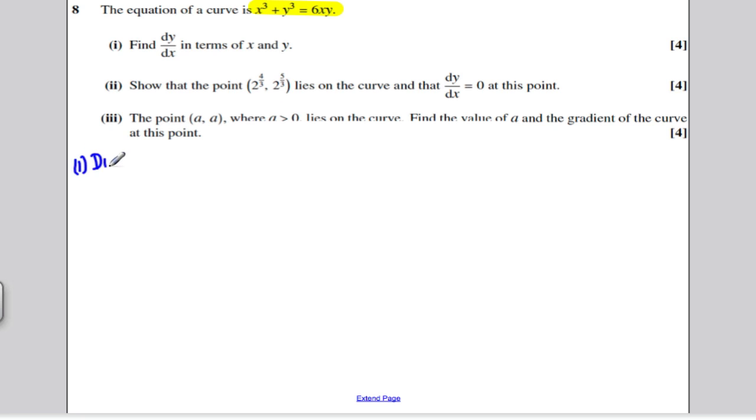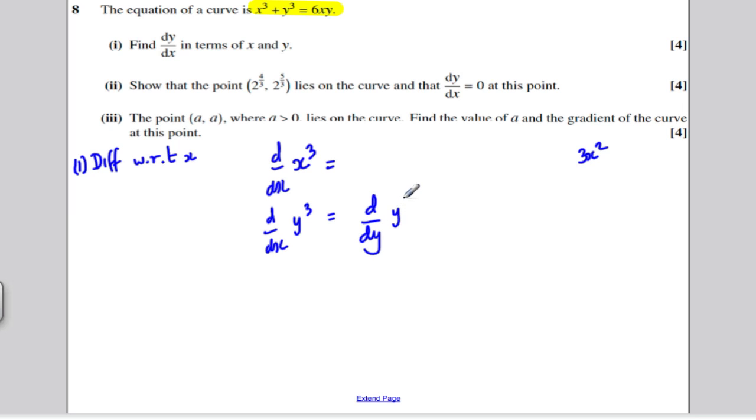I'm going to differentiate everything with respect to x. So I'm going to take the derivative with respect to x of x cubed, and I know that's equal to 3x squared. I'm going to take the derivative with respect to x of y cubed. That is the same as taking the derivative of y cubed with respect to y, and then correcting by post multiplying by dy by dx, and this would give me the answer 3y squared dy by dx. I'm also going to differentiate 6xy.